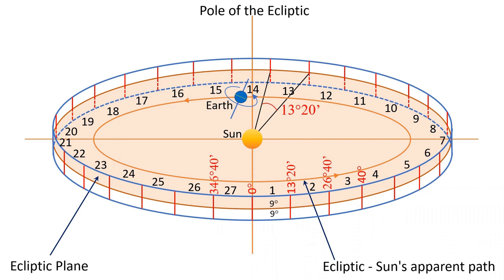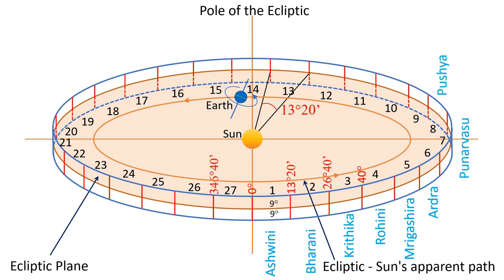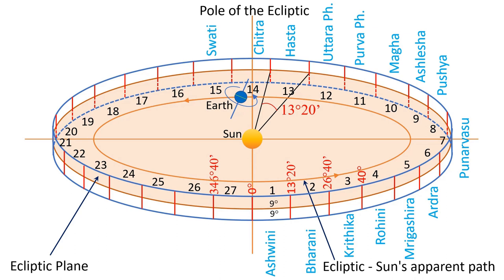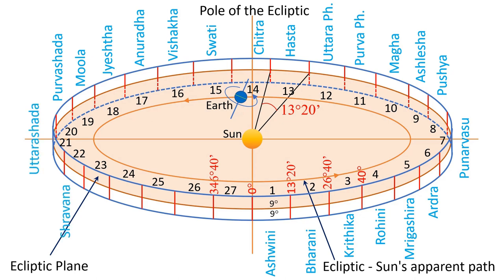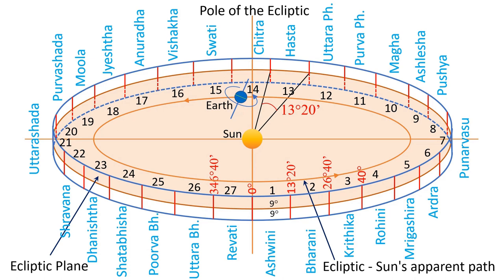Let's now take a look at nakshatras on the zodiac circle. The 27 nakshatras in a fixed order are as follows: Ashwini, Bharani, Kritika, Rohini, Mrigashira, Ardra, Punarvasu, Pushya, Ashlesha, Magha, Purva Falguni, Uttar Falguni, Hasta, Chitra, Swati, Vishakha, Anuradha, Jyeshtha, Mula, Purvashada, Uttarashada, Shravana, Dhanishtha, Shatabhisha, Purvabhadra, Uttarabhadra, and Revati.